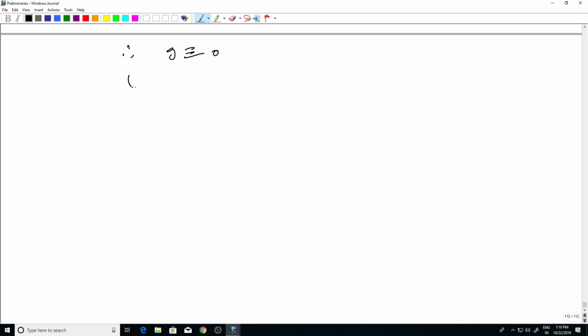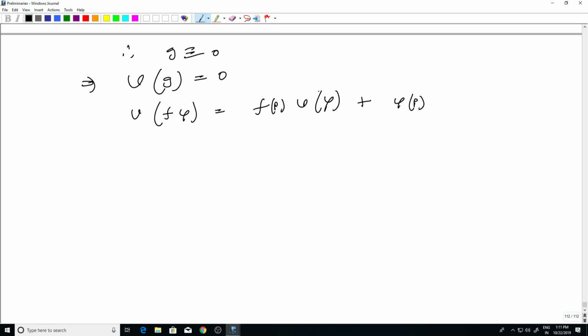Now you act V on this, which implies V of g is 0. But V of g, now we can use the Leibniz rule: V of f times phi equals f of p V of phi plus phi of p V of f. Well, f of p is 1, so this is just V of phi, and phi of p is 0 because p is inside U. So we get V of phi is 0, which is what we wanted.